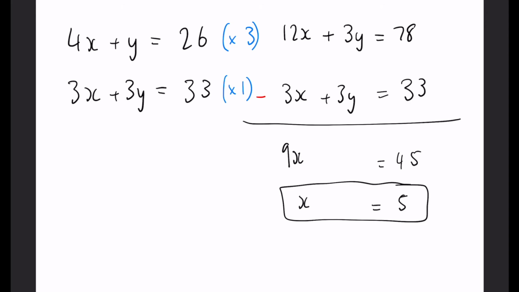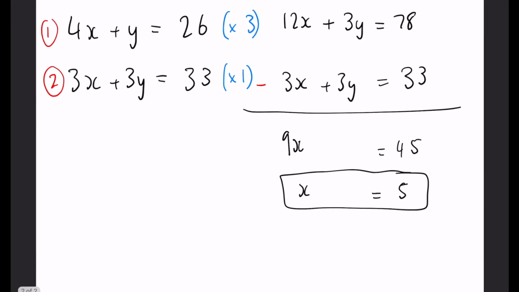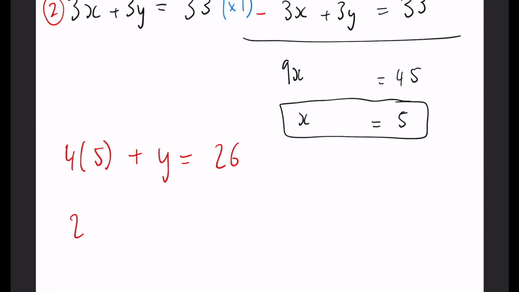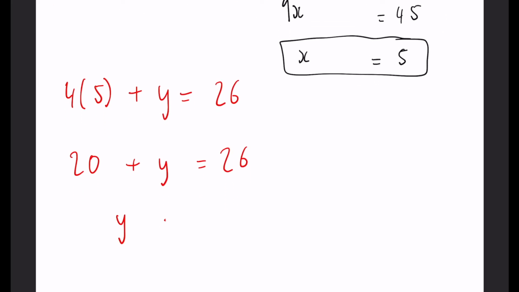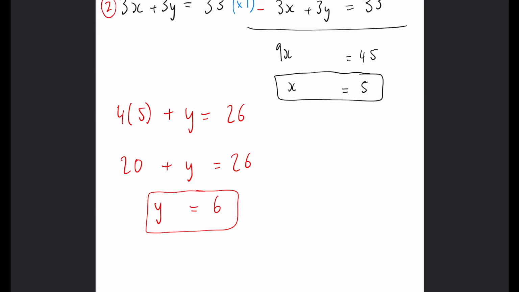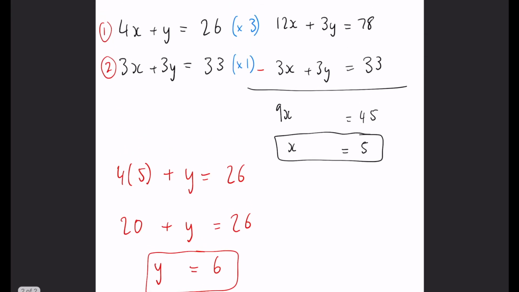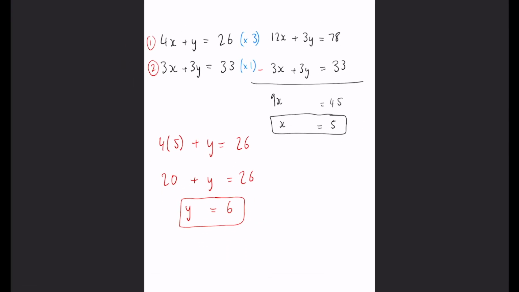And again, you can pick either equation 1 or 2 to substitute this x into it to work out the y variable. So if we pick equation number 1, we're going to have 4 lots of 5 plus y equals 26. Now 4 times 5 is 20, plus y equals 26. Fairly self-explanatory here. If we subtract 20 from both sides, or you can just look at it, you can see y is equal to 6. And again, in your own time, I will let you substitute those numbers back into the other equation just to check that they are correct. But that is the end of that question.